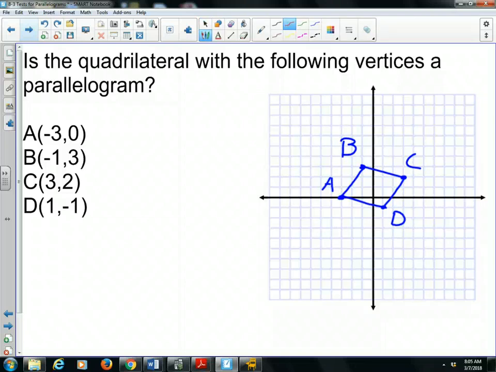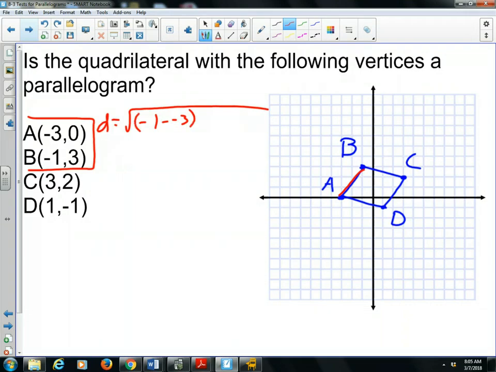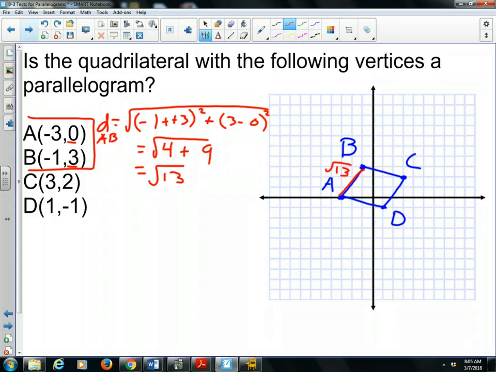So we're going to do the distance formula 4 times. Let's first find the distance from A to B. So we're finding the distance between these 2 points. Here we go. The distance equals the square root of x2 minus x1, negative 1 subtract a negative 3, that quantity squared, plus y2 minus y1, 3 minus 0, that quantity squared. So negative 1 plus 3 is 2. 2 squared is 4. 3 minus 0 is 3. 3 squared is 9. So the distance from A to B is the square root of 13 units.